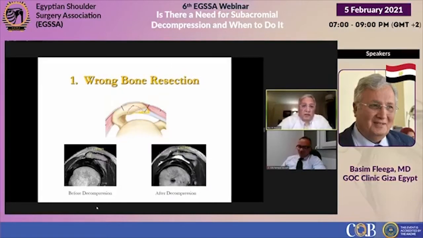Also, a wrong bone resection means we have some cases with persistent pain after decompression, because the decompression was done in the middle of the lower surface of the anterior acromion, leaving the prominence present and causing impingement again.